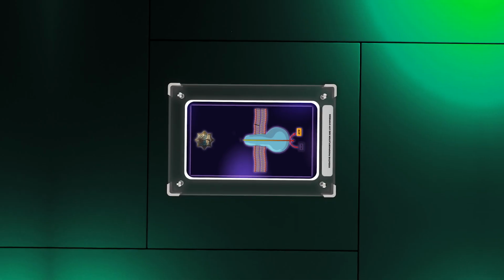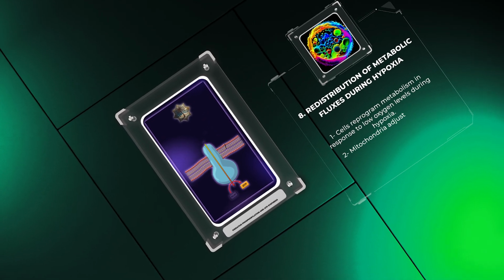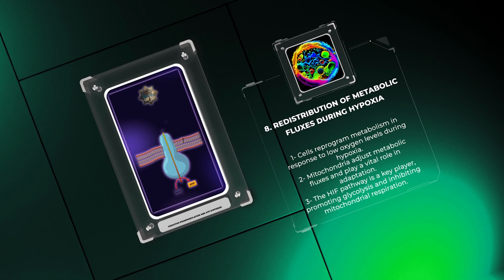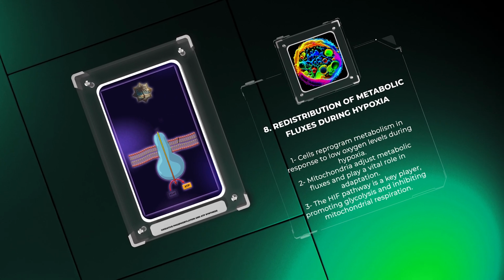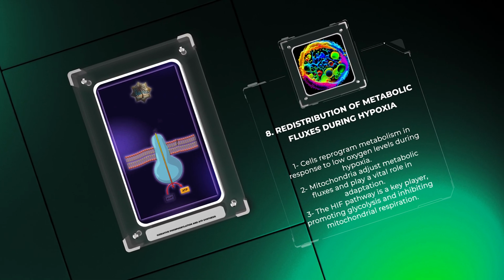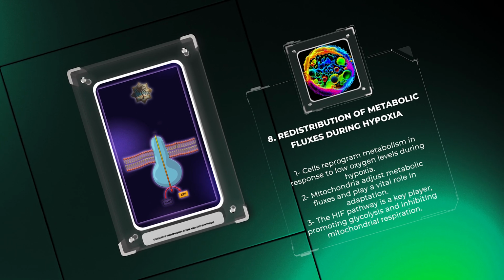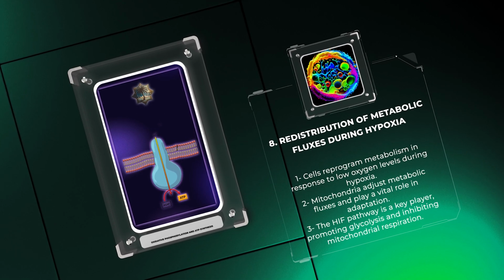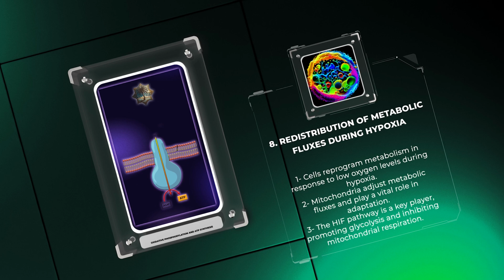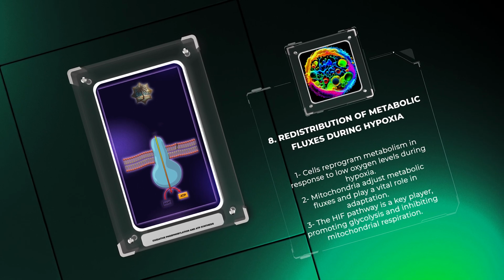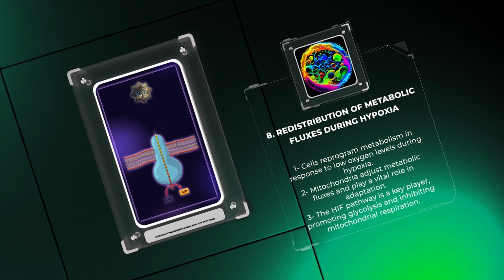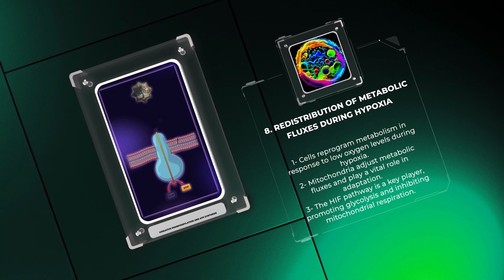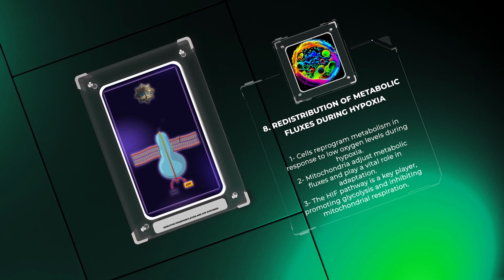In the video, we will discuss how cells respond to low oxygen levels during hypoxia by reprogramming their metabolism. Mitochondria play a vital role by adjusting metabolic fluxes. The HIF pathway is a key player in this adaptation, promoting glycolysis and inhibiting mitochondrial respiration. These changes are crucial for cell survival, but if not regulated properly, can lead to hypoxia-related diseases.